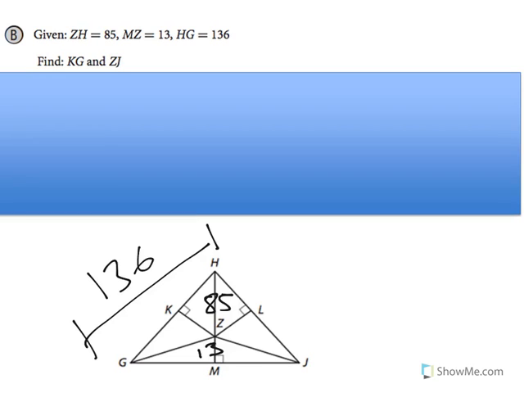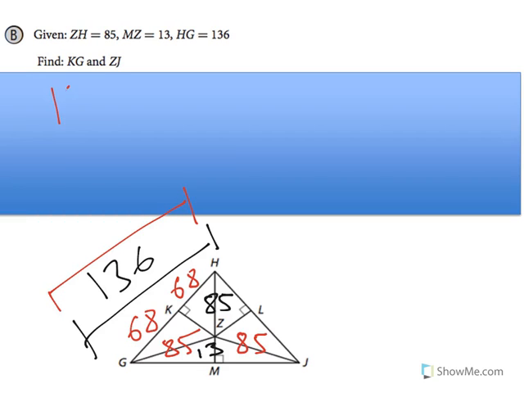Okay, so saying HZ is 85, so then JZ is also 85, and GZ is also 85. And then we're given that from H to G is 136, so then H to K is half of that. So you take 136 divided by 2. So then each of these should be 68 and 68. Right, so from there we can answer our question.